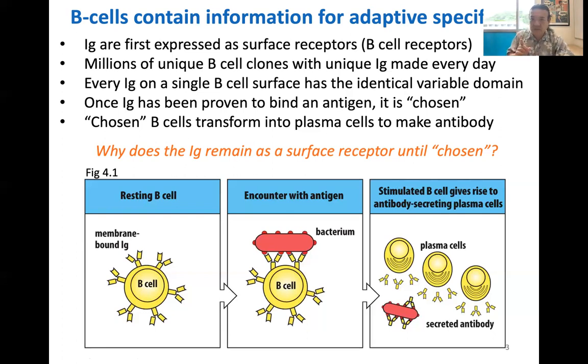And there's an important reason why. Why does the Ig remain as a surface receptor until this process of being chosen happens? To illustrate this, here's kind of an analogy, right?